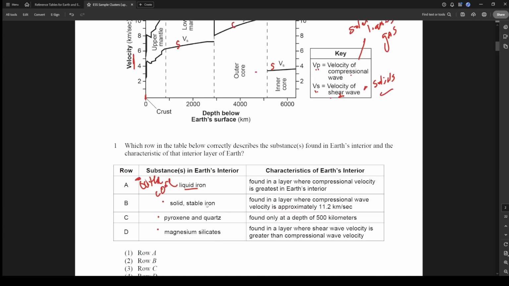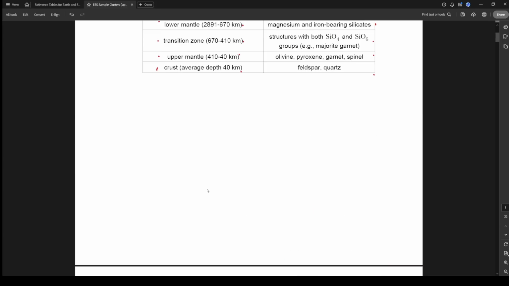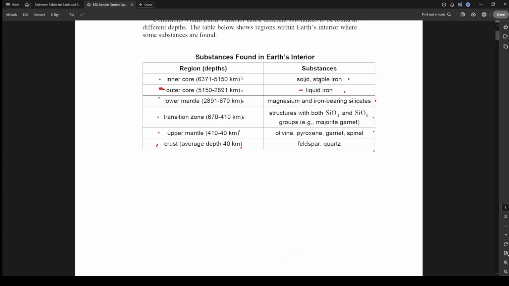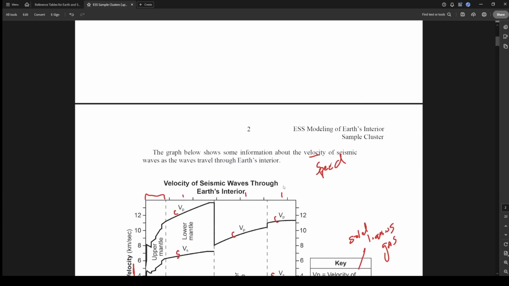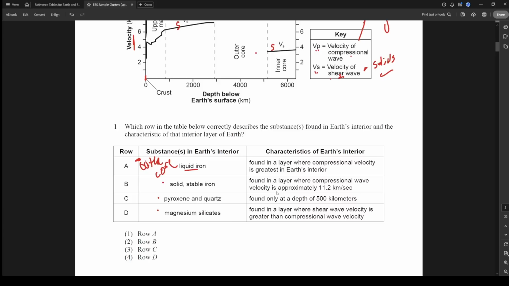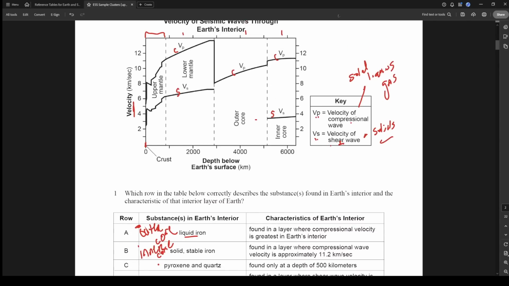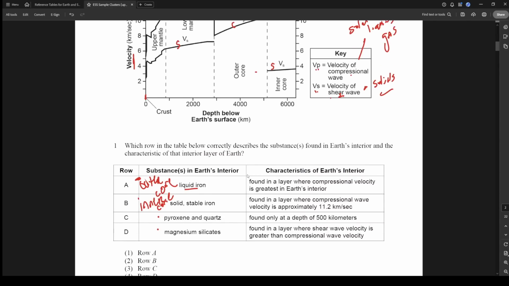So solid stable iron. So let's go up here. Solid stable iron. So that means that's the inner core. I'm going to come back down here and write this. And this is how you should do it when you take the test, right? Inner core. You should write as much. You can see all my little notes here. You're going to have to do that because this is way too much material to make any sense of if you don't start writing little notes to yourself.